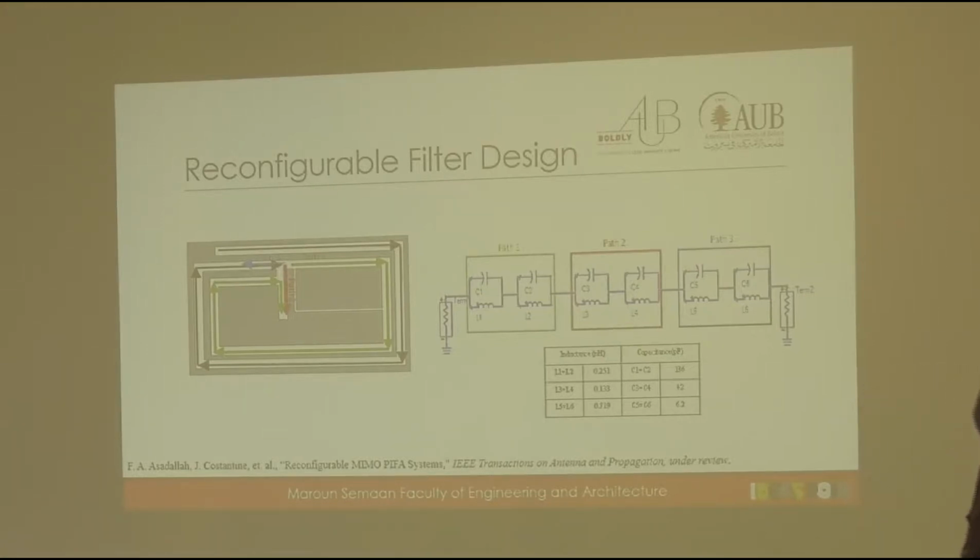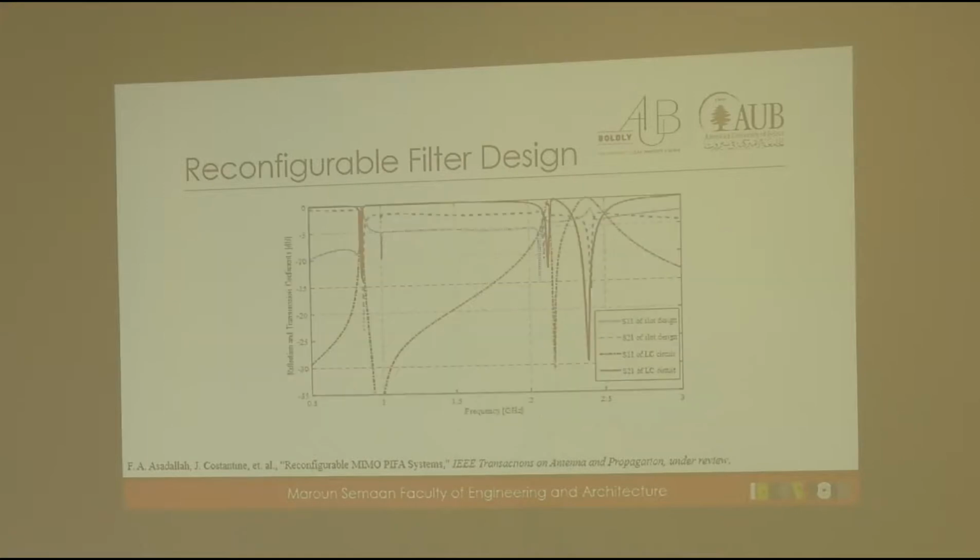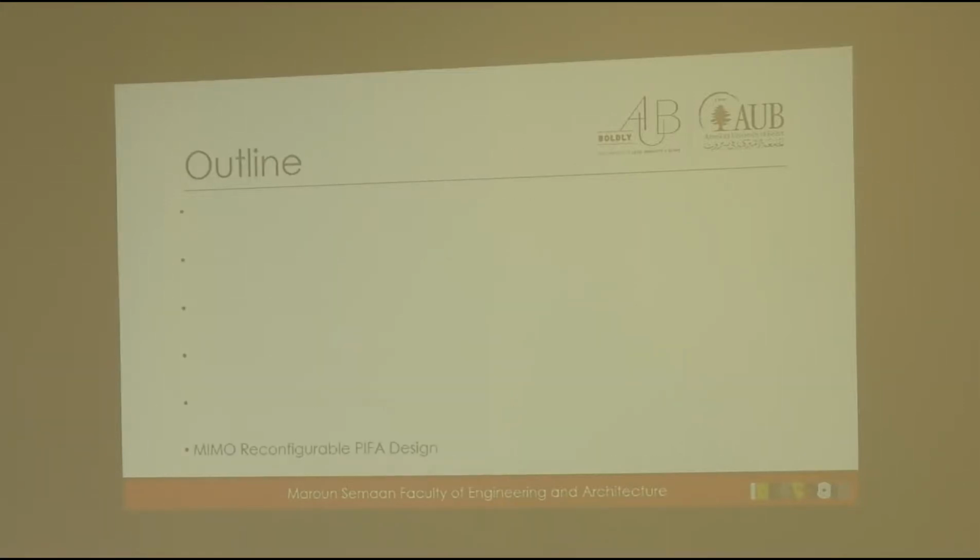Each path can be represented by a second order LC circuit with these values. Here you can see the comparison between the transmission and reflection coefficients of the slot filter design and the LC circuit. You can see the matching between the results, where we can prove that we have a filter, and this filter is a band reject reconfigurable filter that rejects all these 7 frequencies using only 2 switches.